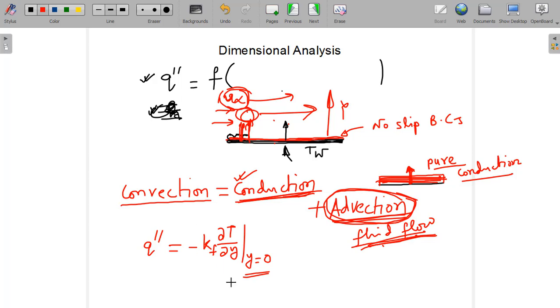Okay, so this is the heat flux. And again, we know that this particular quantity is also equal, according to Newton's law of cooling, to the convective heat transfer coefficient into the temperature difference, that is T wall minus T infinity. So now you can understand this delta T is basically T wall minus T infinity.